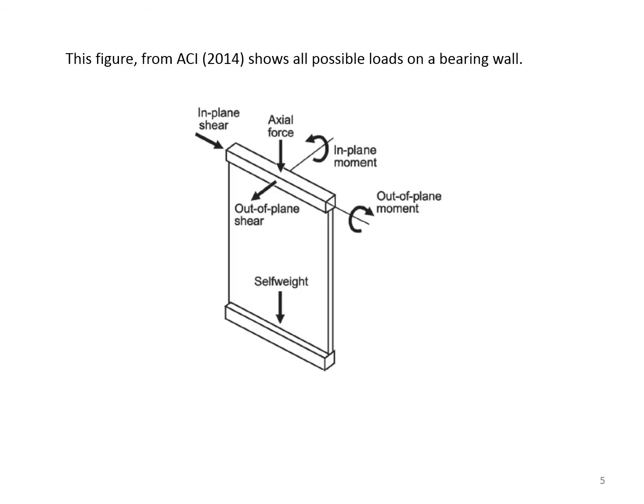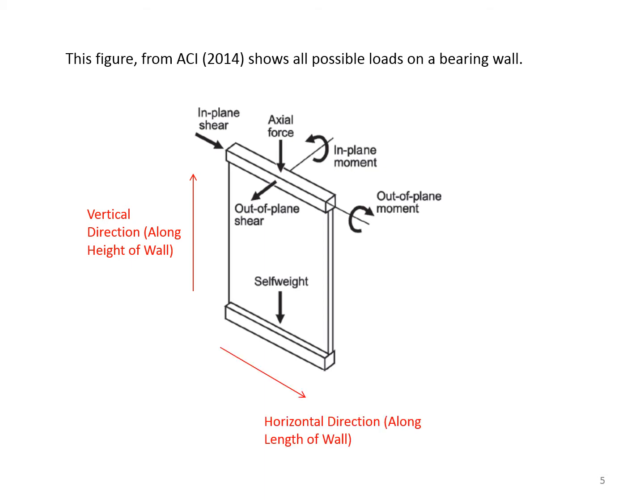This figure, taken from ACI 2014, shows all possible loads on a bearing wall. You see in-plane shear, axial load, in-plane moment, out-of-plane moment, and the self-weight of the wall. The vertical direction is along the height of the wall, as specified in ACI 2014, and the horizontal direction is along the length of the wall.